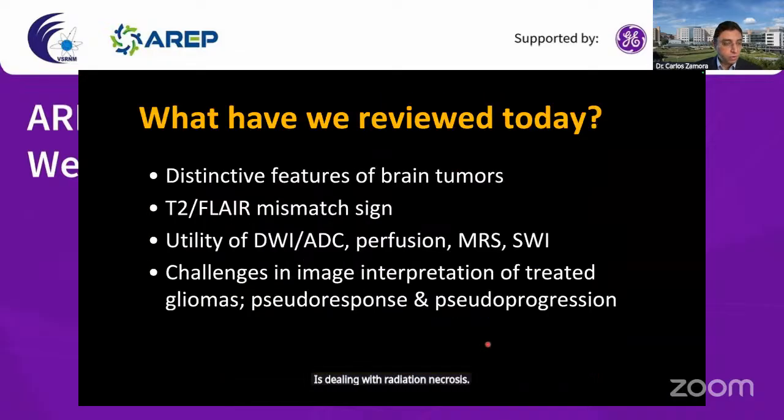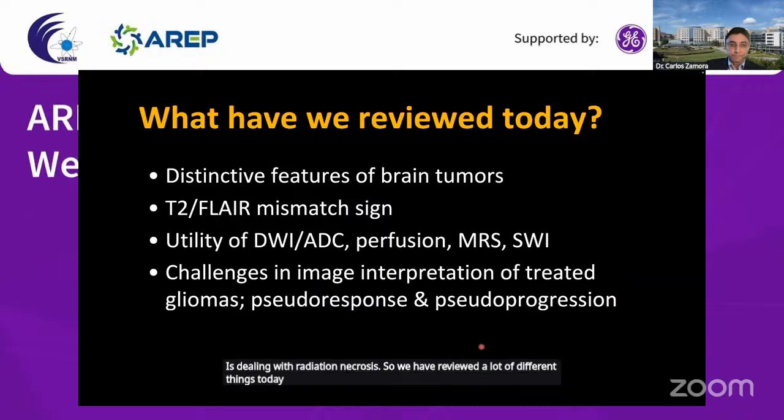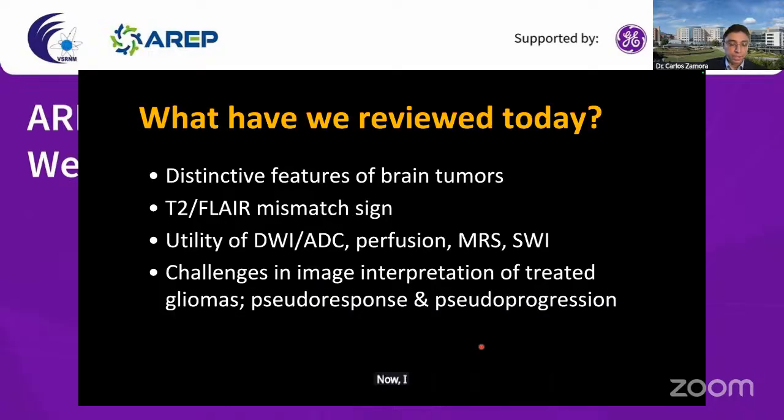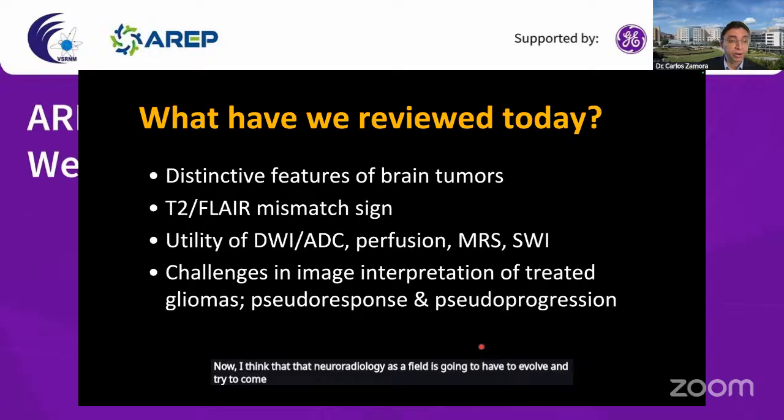So we have reviewed a lot of different things today, where we looked at different features of brain tumors. Some of them are distinctive. Some of them have imaging overlap. We talked about there being a lot of emphasis on molecular imaging. Now, I think that neuroradiology as a field is going to have to evolve and try to come up with better markers or more markers to try to correlate with molecular changes.